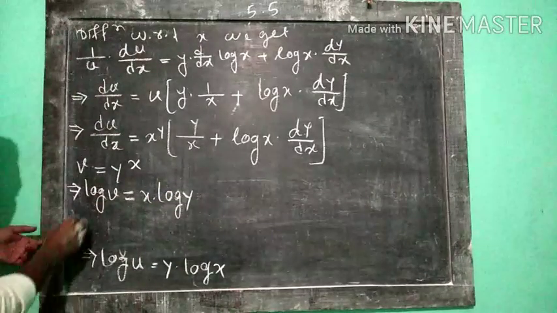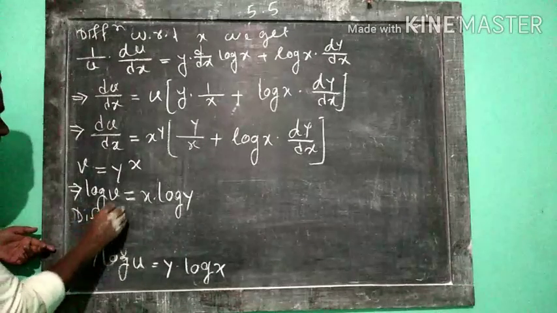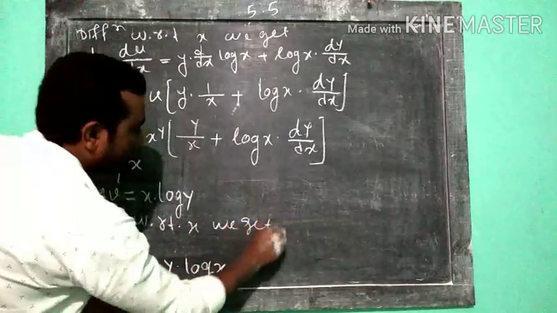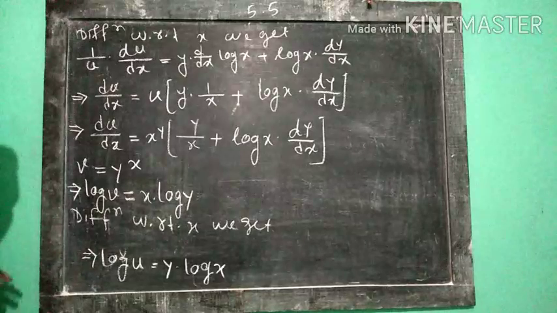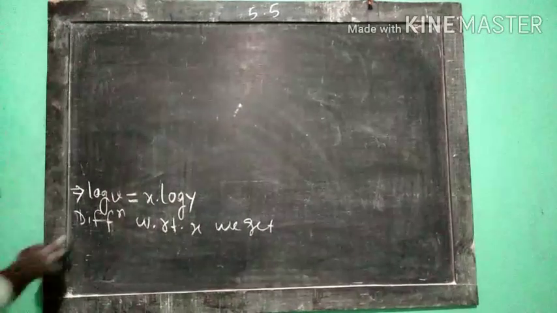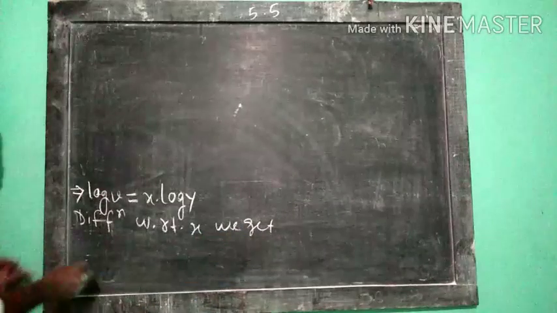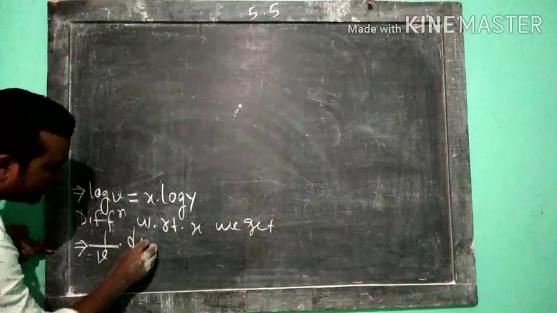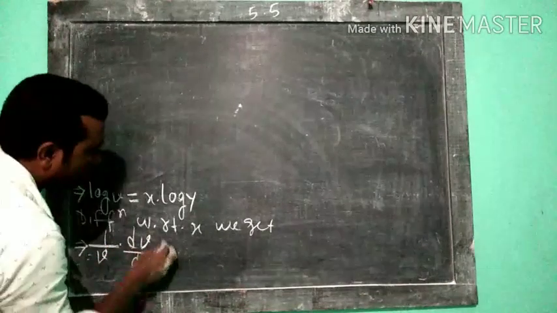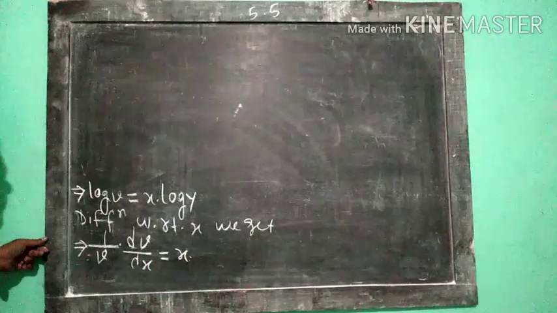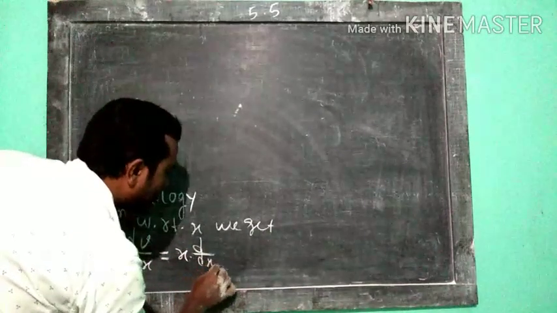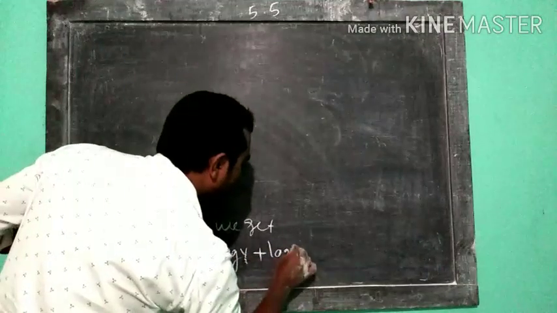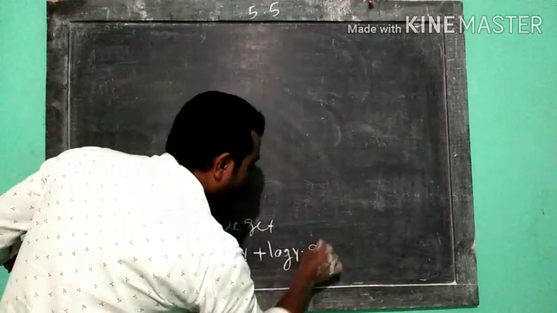Now differentiating with respect to x, we get: if we differentiate this, then we have 1 by v into dv/dx. This is equal to x into d/dx of log y plus log y into d/dx of x.